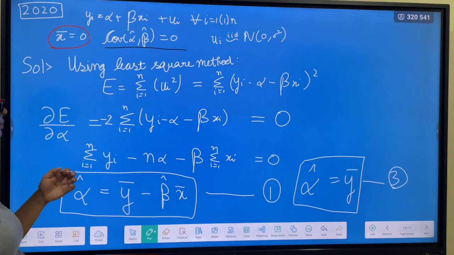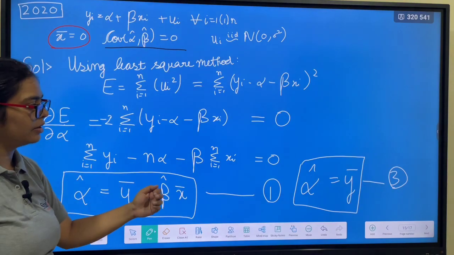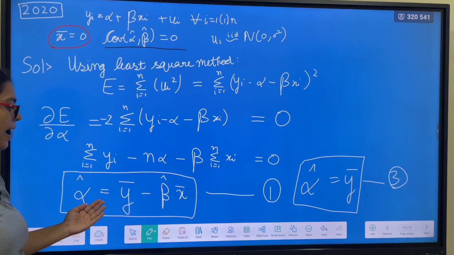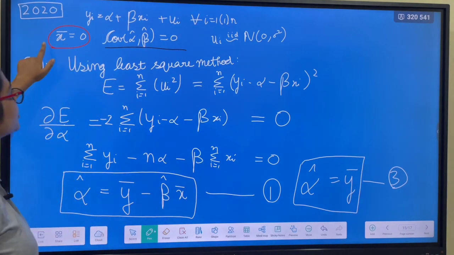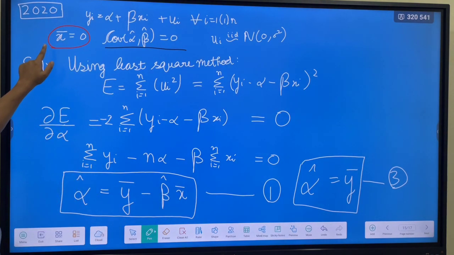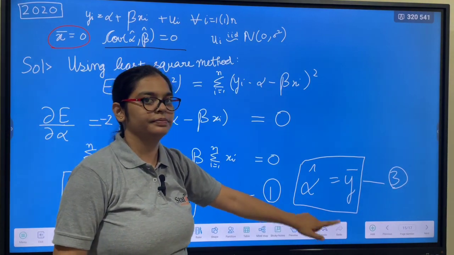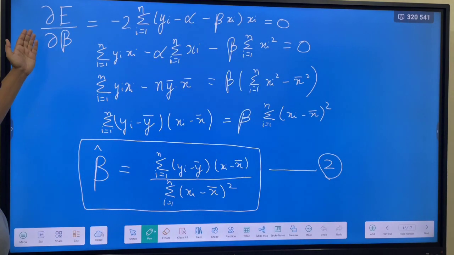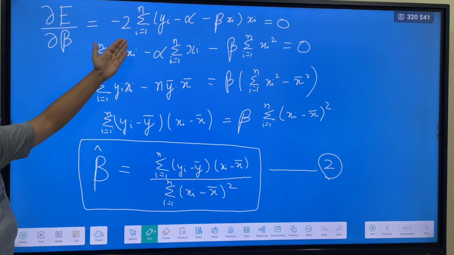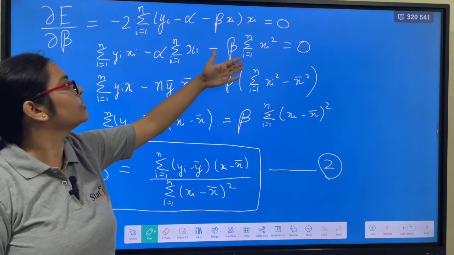alpha and beta. So taking summation inside and dividing the whole equation by n, we will get alpha cap as y bar minus beta cap x bar. But since in the question we have been given that x bar is 0, our alpha cap reduces to y bar. Now taking another normal equation, taking the derivative of e with respect to beta, we will get minus 2 summation i goes from 1 to n yi minus alpha minus beta xi into xi equals 0.